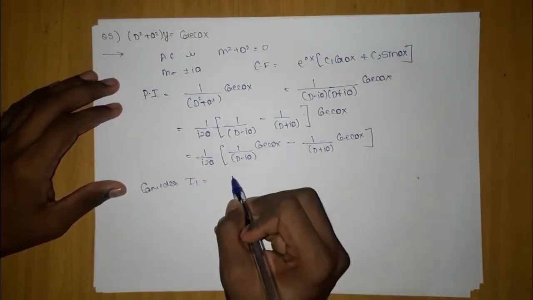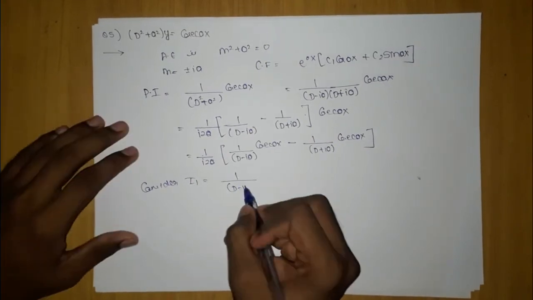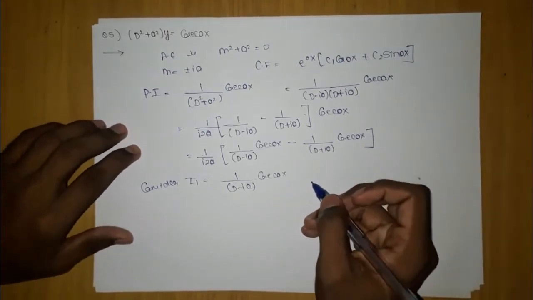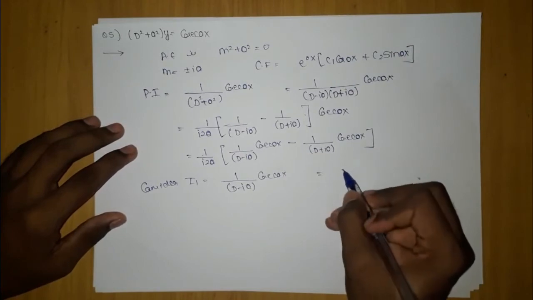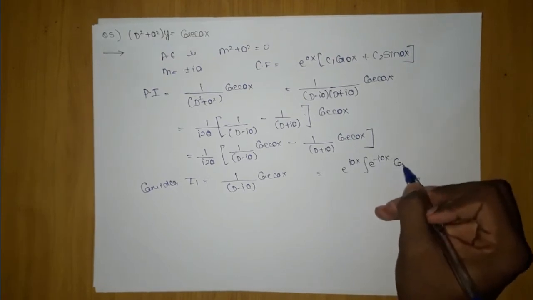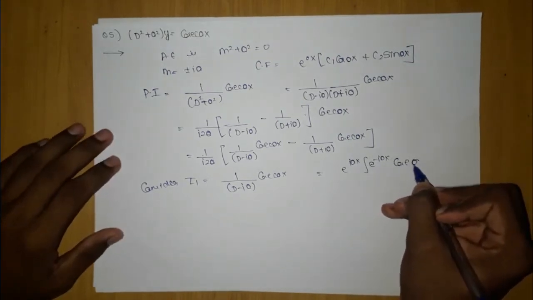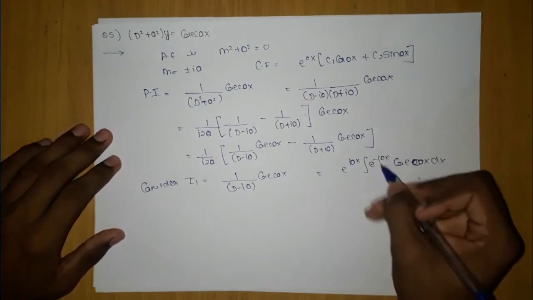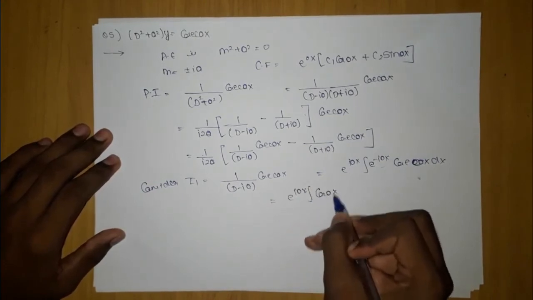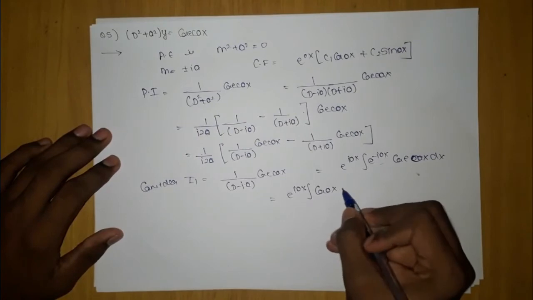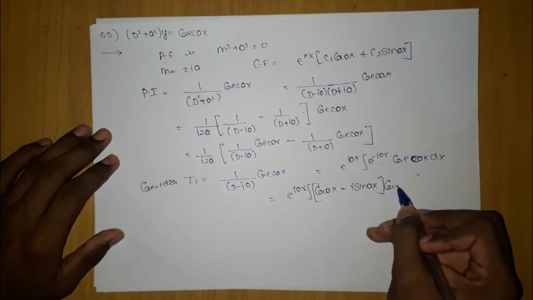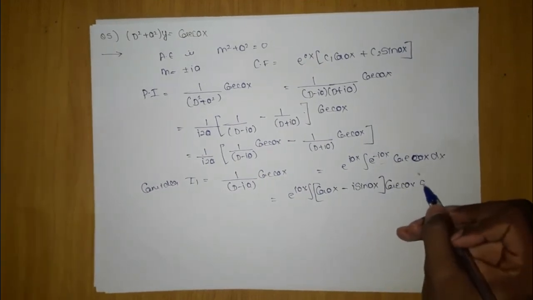Consider I1, which will be this one: 1 by D minus ia into cosec ax. So if you try to solve this, you will do what? Apply the formula which you know, e to the power iax integral e to the power minus iax into cosec ax dx. Express it into cis format: e to the power iax integral cos ax minus i sin ax, bracket close, into cosec ax, into dx.